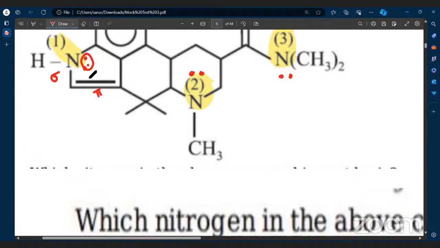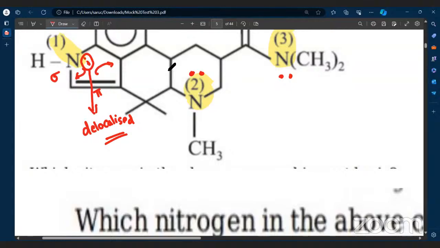So what may happen is this bond can move over here, and this lone pair can move over here. Always from the lone pair it will be moving. So this lone pair can move over here and the pi bond can move over here. So now is this lone pair localized or delocalized? It is delocalized. It is a delocalized lone pair.